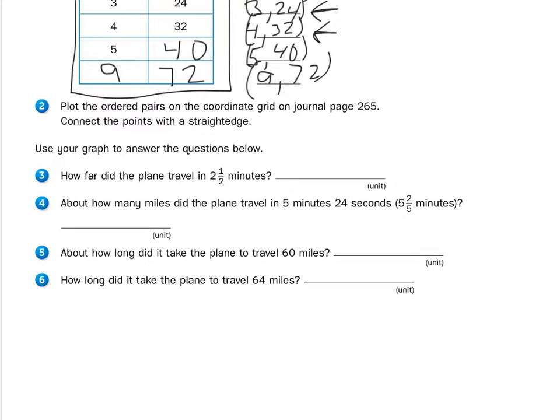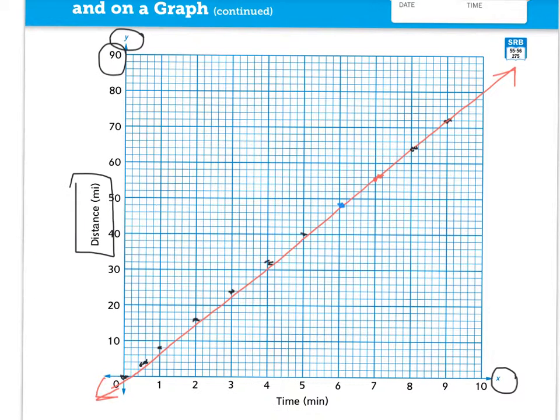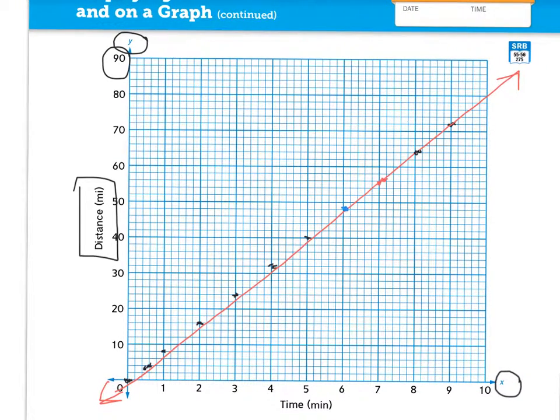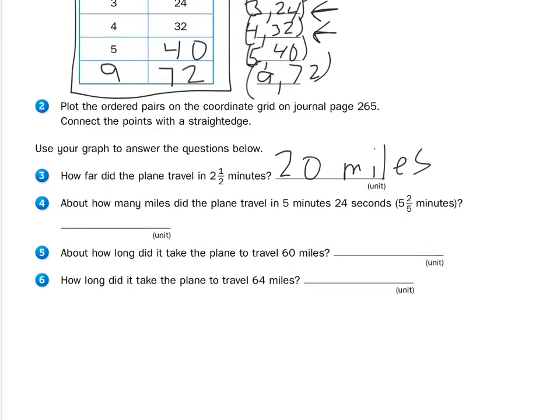Okay, now we need to finish the rest of the page on page 264 using the graph that we used from page 265. So how far did the plane travel in 2.5 minutes? So looking at the chart at 2.5 minutes, it's somewhere around here. So I'm going to run up till I get to that, and I can see that that's right about here. So that tells me that in 2.5 minutes, the plane is actually going to go 20 miles. So you can see I wrote 20 miles there.